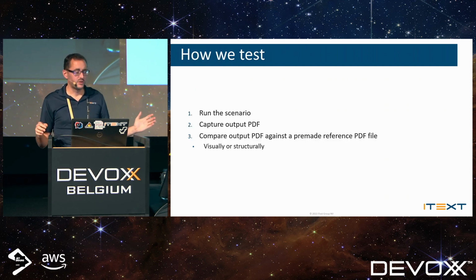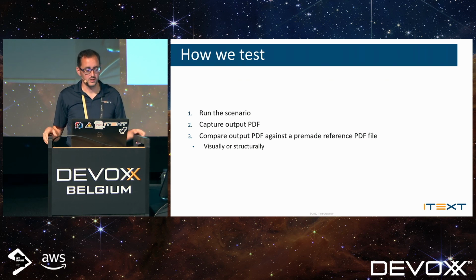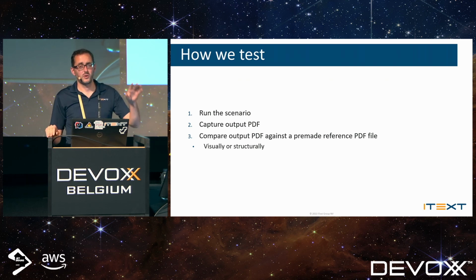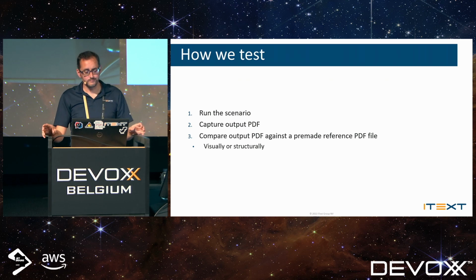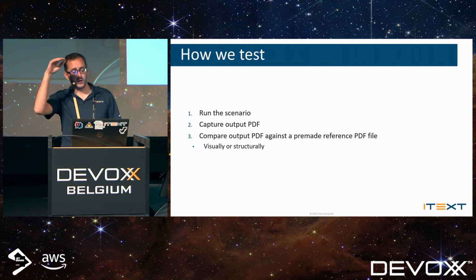We're a PDF company, so how we test is a bit different than how other software companies would test. We have unit tests, we have integration tests, but we also have what we call compare tests, in which we have a scenario, a feature that we want to test in PDF. We run the scenario, and we capture the output. It gets sent to a stream, to a file, to a byte array, whatever the test was set up to do. And then we compare that PDF file against a pre-made reference file. You can do that in multiple ways. You can do it visually or structurally.